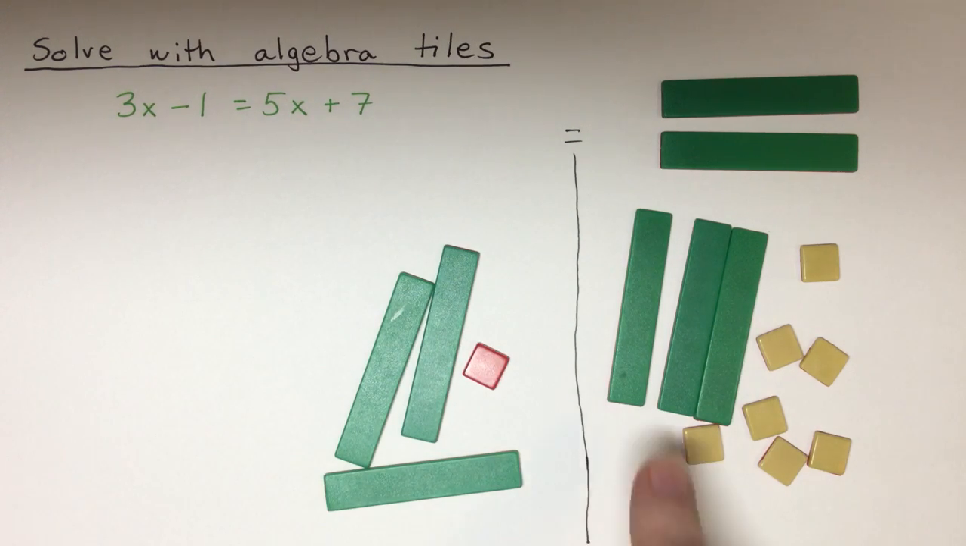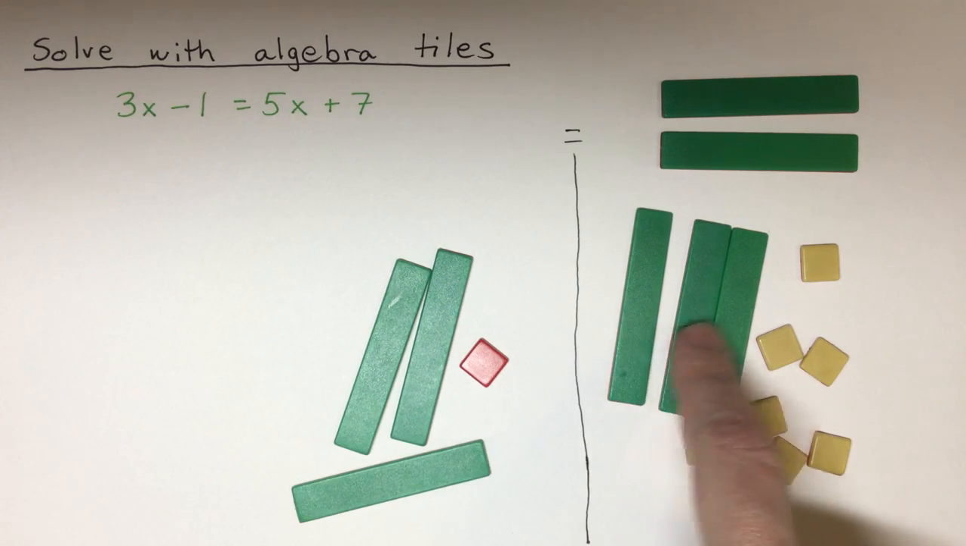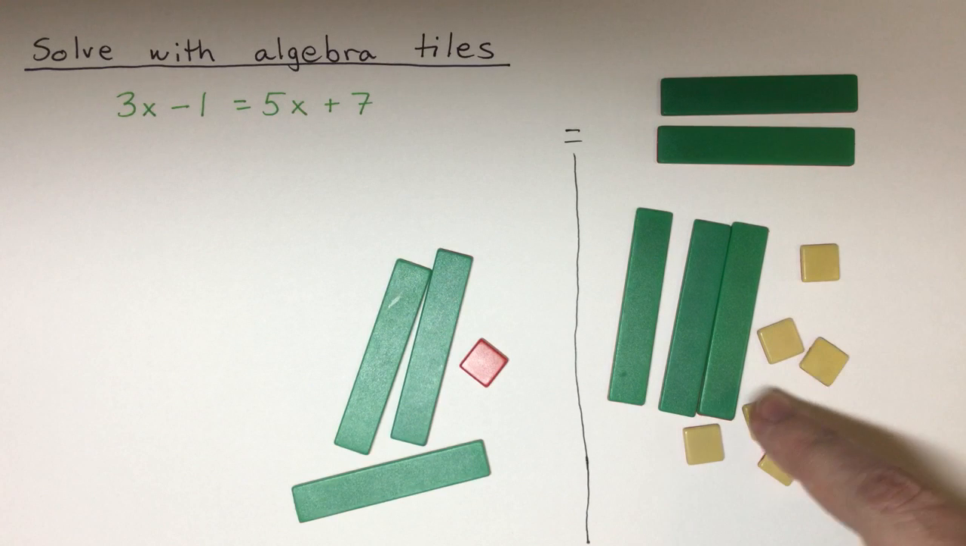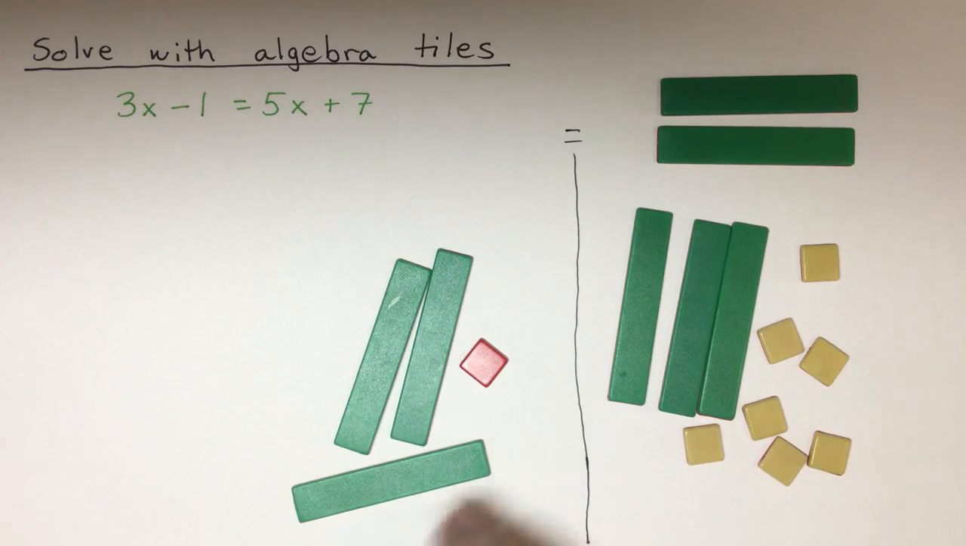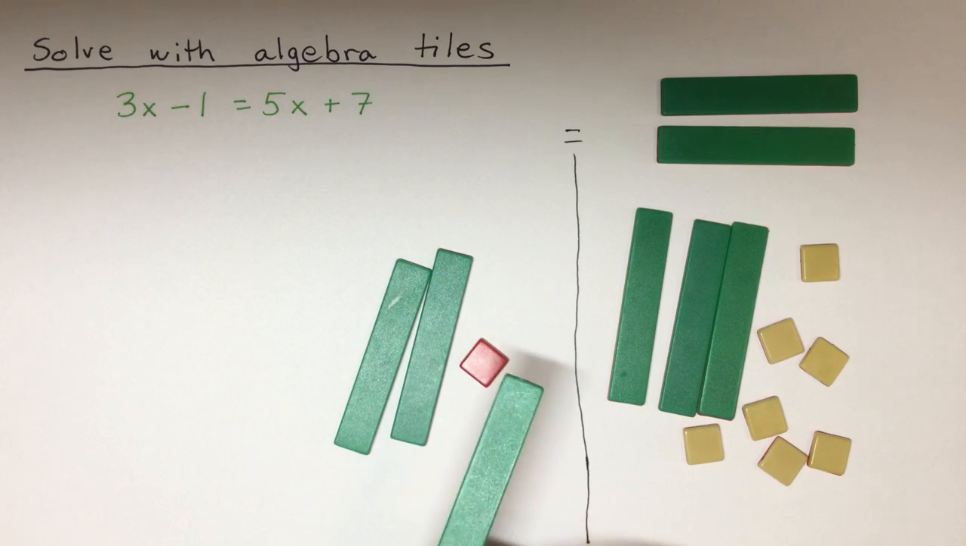So here I've got my visual setup. 3x minus 1, because it's minus, I've got the red side, is 5x plus 7. Well, in order to solve this, again, the goal, the game, is what's one of these worth?